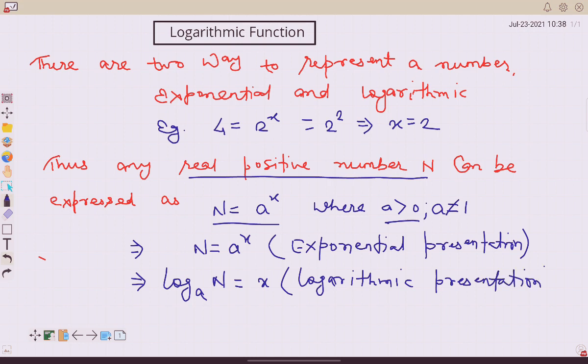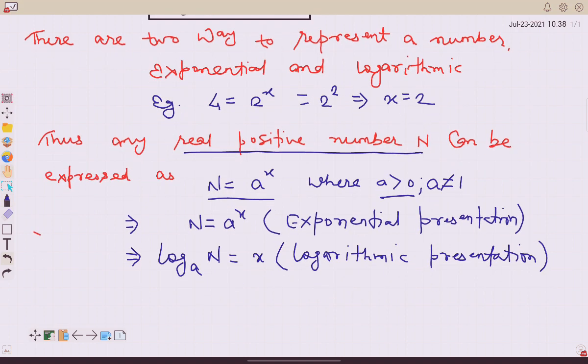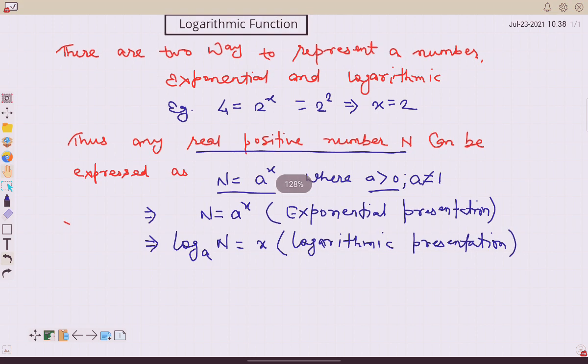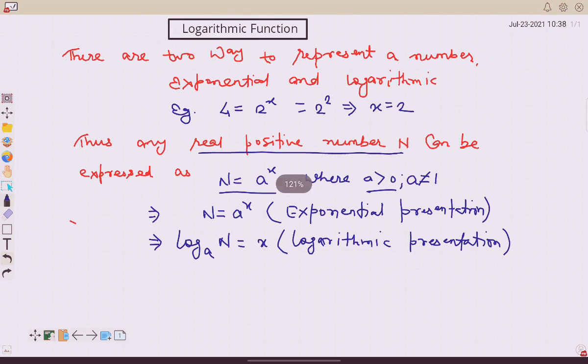Okay, if any number is given, for example 2 raised to the power x is equal to 4, then how can we convert this into the form of log? If 2 raised to the power x is equal to 4, this is called exponential presentation. If we convert this into logarithmic presentation, we can write log 4 with base 2 is equal to x. So what is the value of x? The value of x is equal to 2.